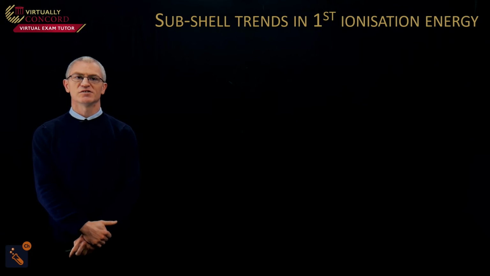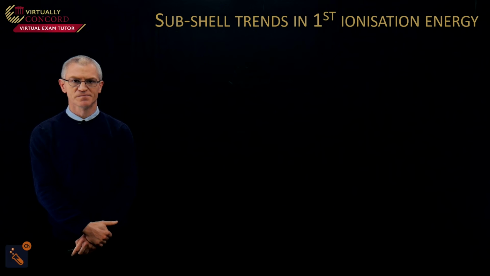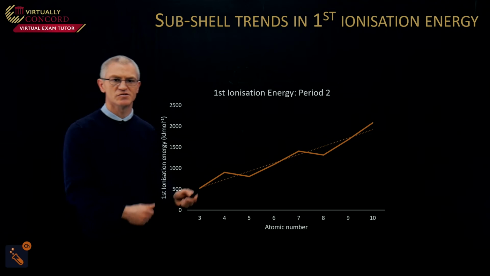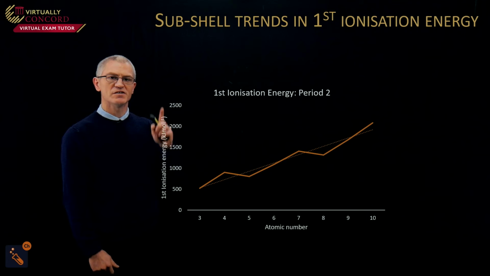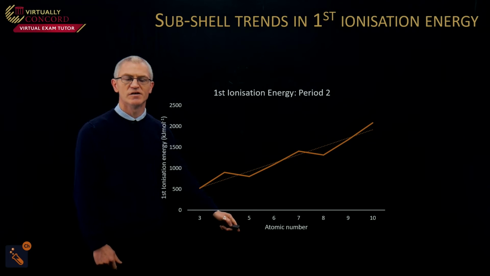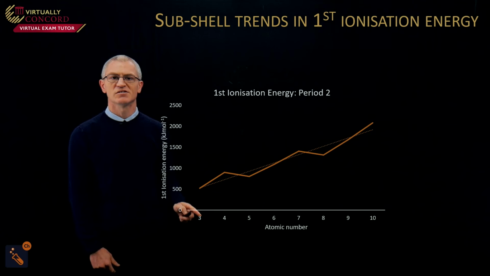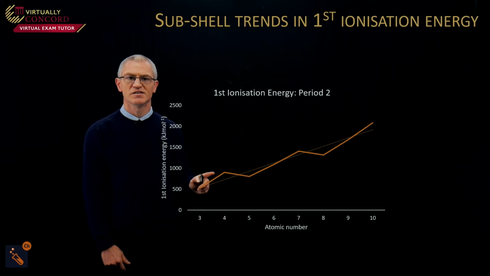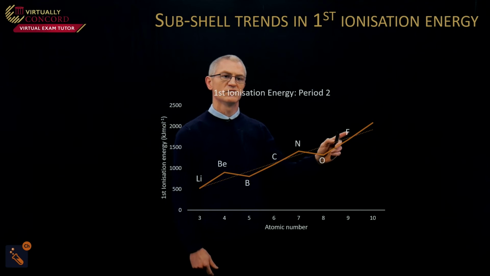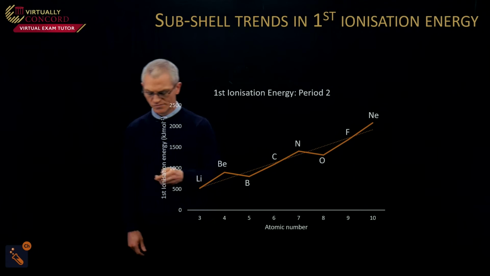Now we're going to talk about subshell trends in first ionization energy. And we're going to talk about the examples in period 2. So if you look here, we have the first ionization energy on the left of the graph, and then we have the atomic number underneath. These atomic numbers tell you what elements they are. So we have lithium, beryllium, boron, carbon, nitrogen, oxygen, fluorine, and neon.